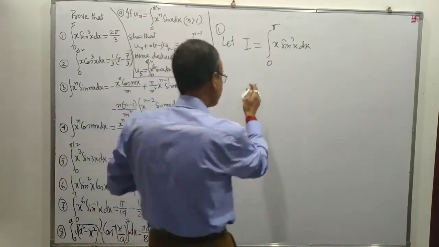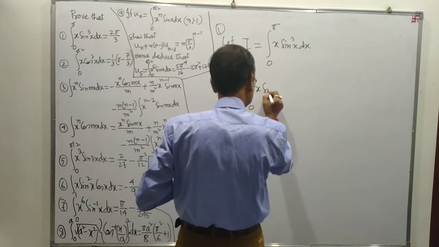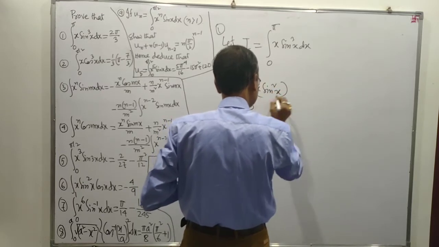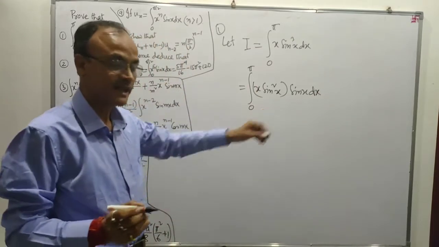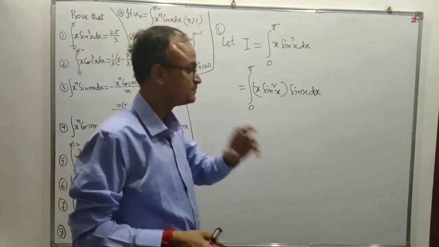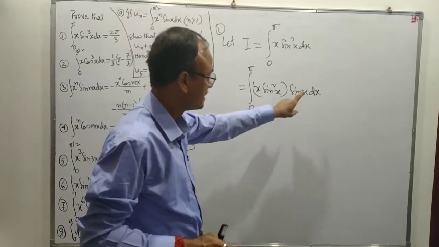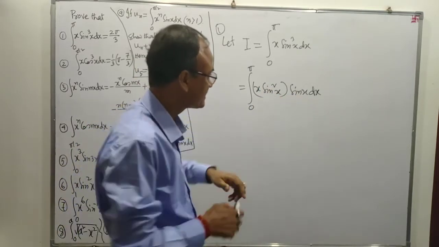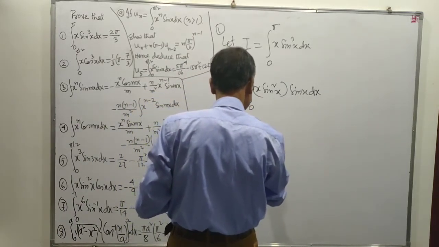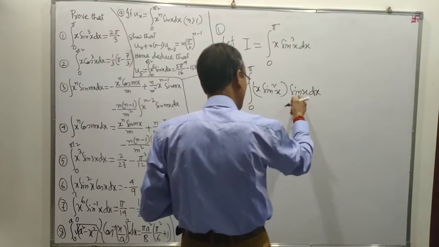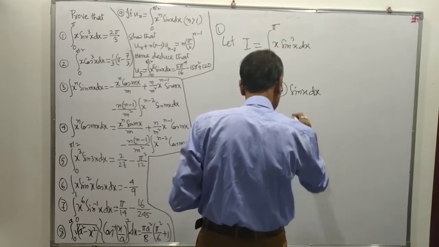I equal to this. This can be written as the integral from 0 to pi of x sine square x into sine x dx. We may write it like this. Now integrate this by parts, taking sine x as the second function. This is equal to first function x sine square x, into the integration of sine x, which is minus cos x, from 0 to pi.